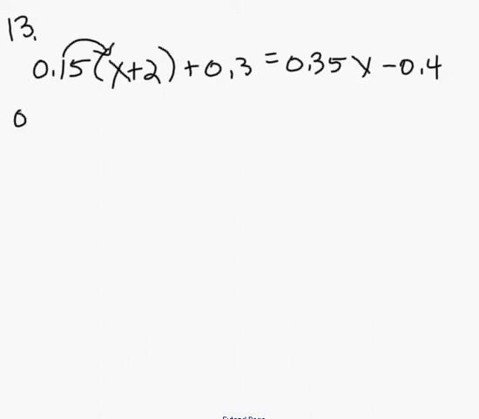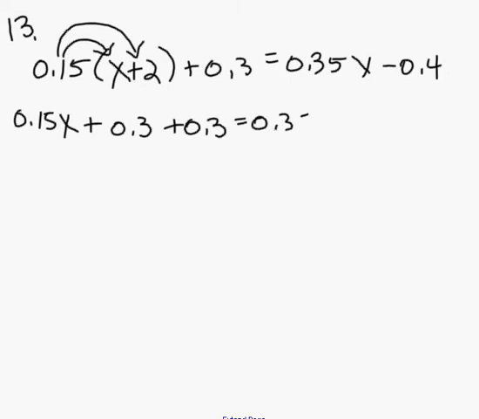0.15 times x is just 0.15x, plus 0.15 times 2 is 0.3. You can put 0.30. Either way, it's the same thing. Plus 0.3 equals 0.35x minus 0.4. I just rewrote the rest of the problem.